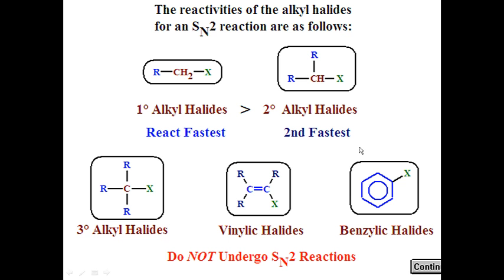Last time we talked about the relative rates of reactivity for alkyl halides. Primaries reacted the fastest in SN2, secondaries were second fastest, and tertiary alkyl halides did not undergo SN2. I just said they don't undergo SN2, so how do people know that? Well, here's what happened. Let's say they took a hydroxide ion, a pretty strong nucleophile that we just talked about, and reacted it with tertiary butyl bromide.